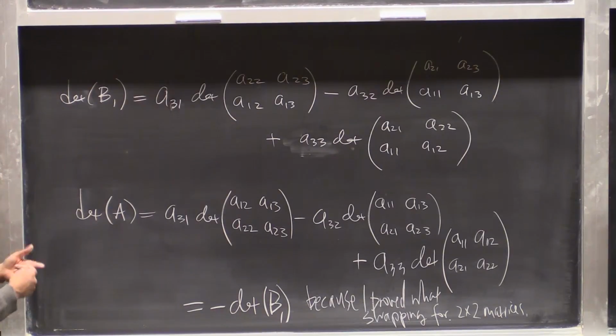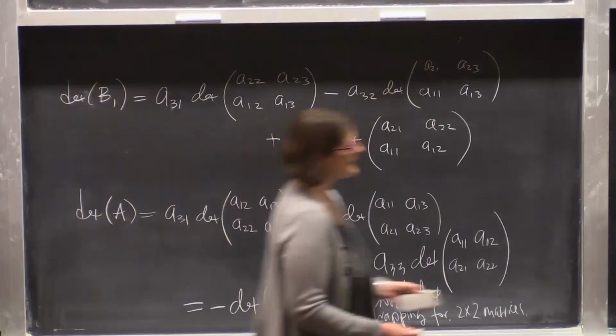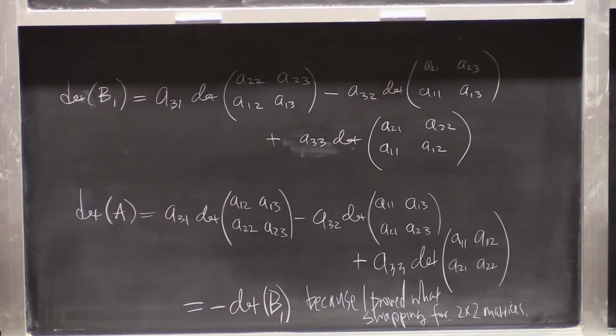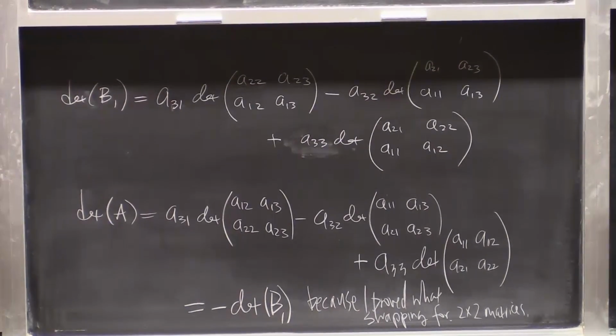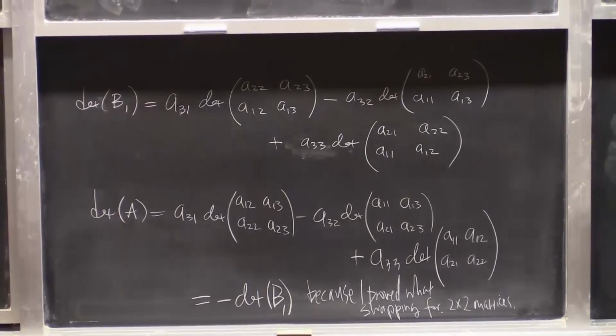So now I know what swapping 2 rows does for 2 by 2 matrices and 3 by 3 matrices. I now can do it for 4 by 4 matrices, and 5 by 5 and 6 by 6. And that's how the proof goes. It's done in the book, and you should look at it.